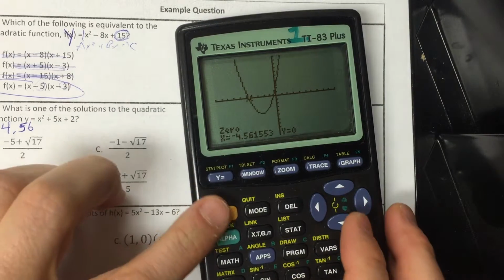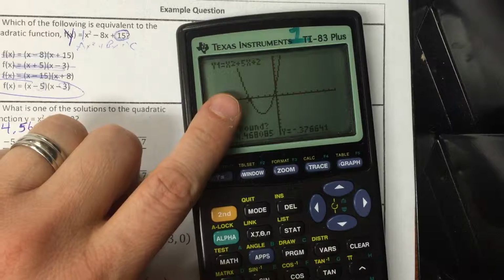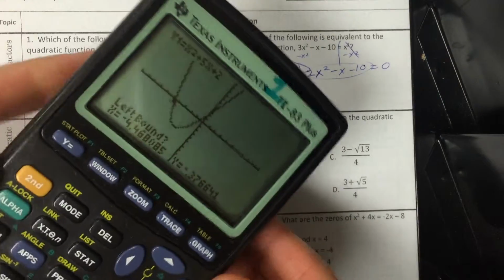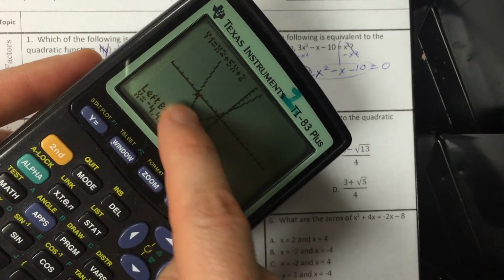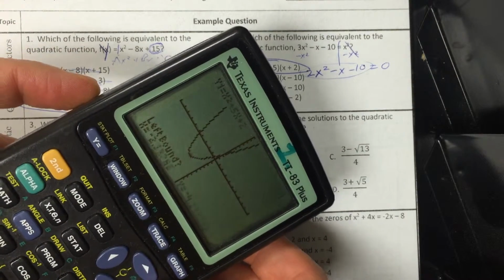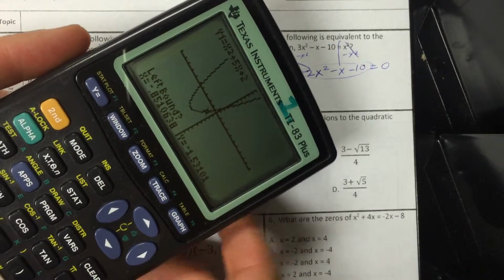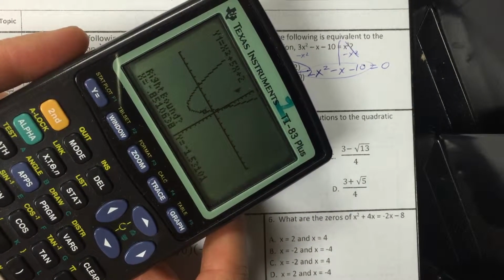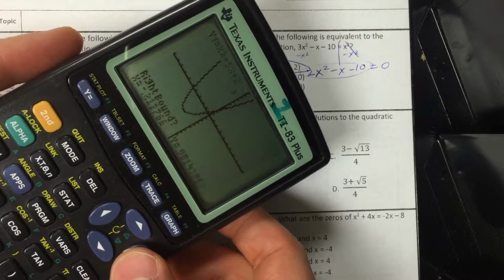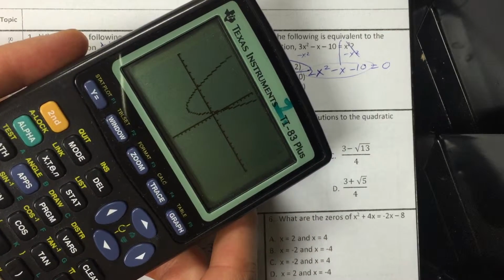Now I'm going to get the other answer, going back to second trace again, 2 for 0 to go to the zero, and then left bound. Now I'm going to hold it this way because I'm going left to right. Left bound is a little bit like right here. I'm using the right arrow to get there. There's left bound. Push enter. Now right bound. Use the right arrow to go a little further. Push enter, and then push enter for guess.